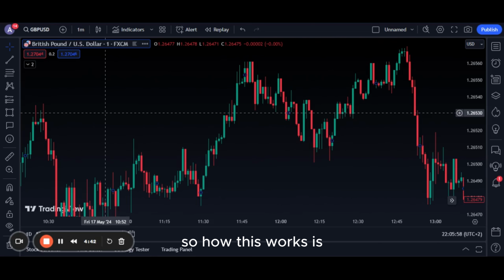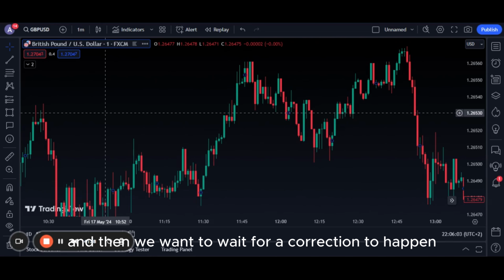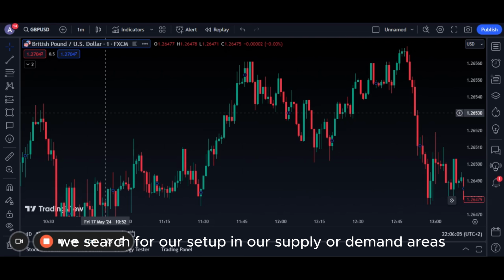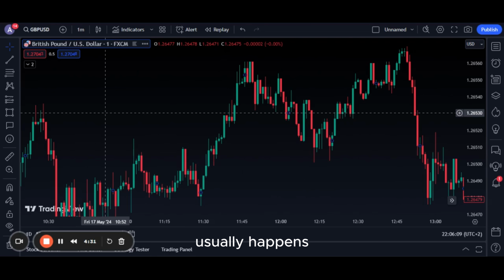So how this works is we first need to identify our impulse leg and then we want to wait for a correction to happen, whereafter we search for our setup in our supply or demand areas. So an impulse move usually happens when it breaks some form of a structure. In other words, it can be a high or a low, or it may break out of a sideways market.